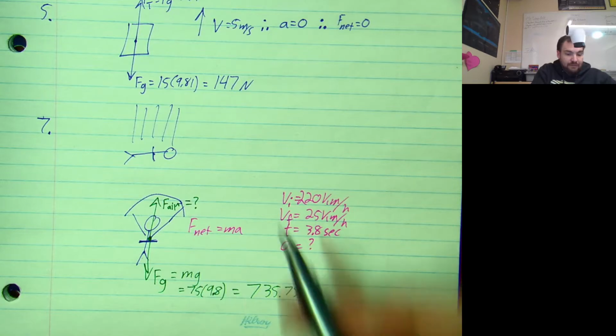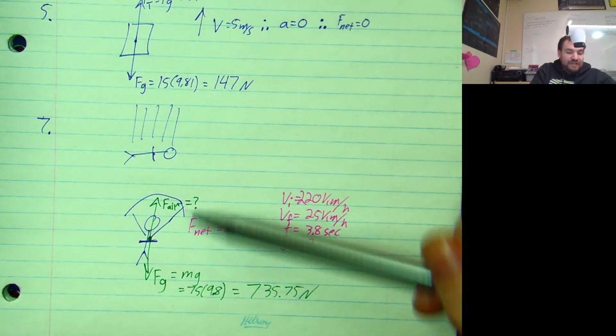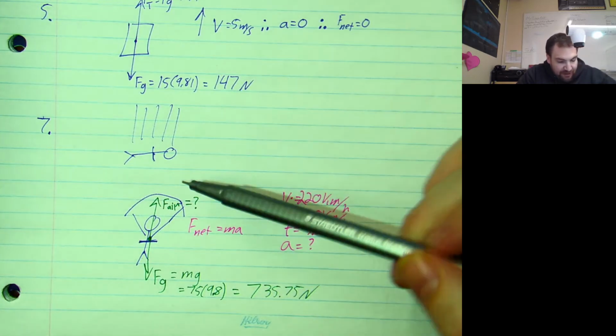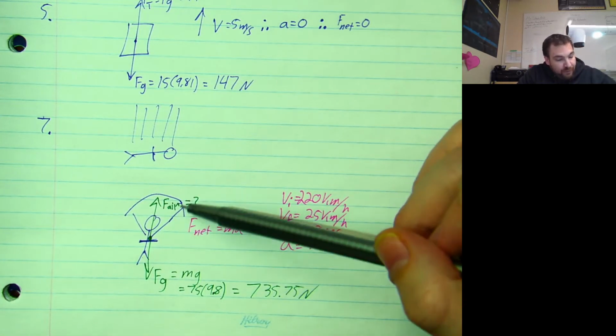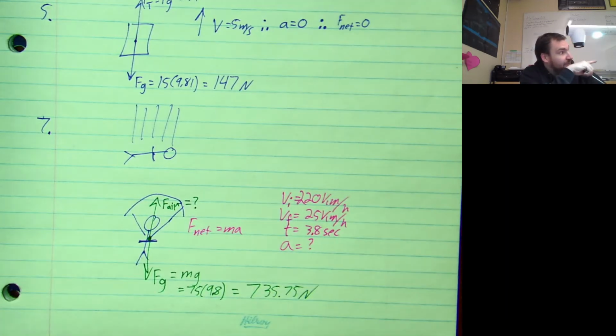What's going in here for F net? What are the forces acting on her? We've never written it out like this. What are the forces that are acting on her here? It should be Fg minus F air, or it's going to be F air minus Fg, depending on which direction you want to call positive. So which way do you want to call positive in this question?